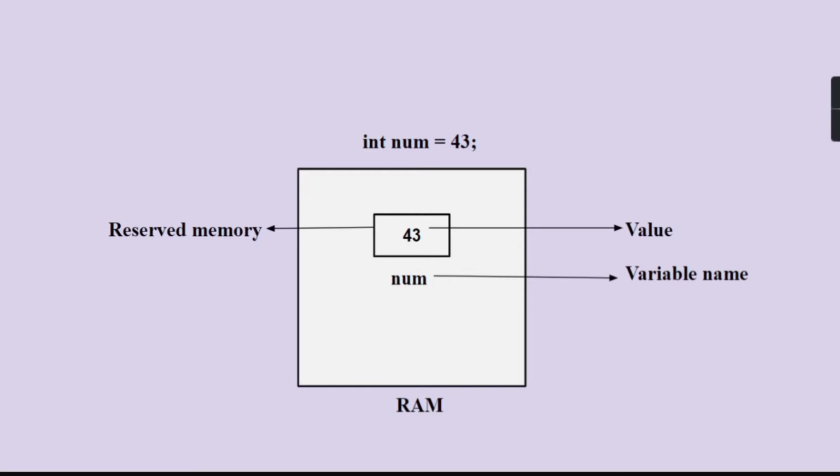So the syntax of declaring or initializing a variable: the first part will be the data type, then the variable name, and then the value. Is it mandatory that we have to initialize the value to a variable? No, it's not mandatory to initialize the value. You can just give the data type and the variable name.